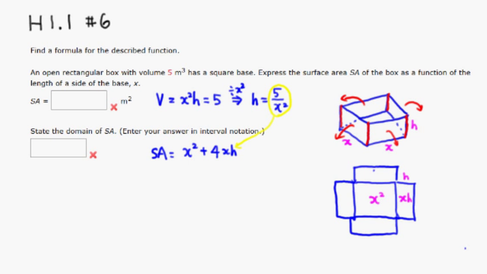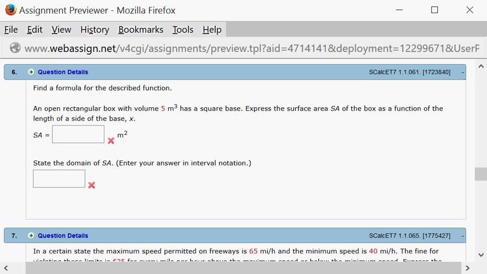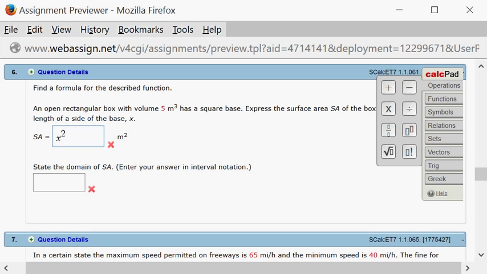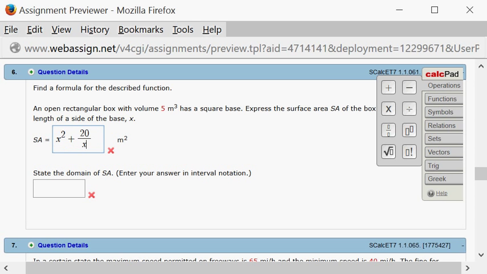We're going to get x squared is x squared, and 5 times 4 is 20, and one of the x's cancels out, so over x. Let's type it in. What we got was x squared plus 20 over x.